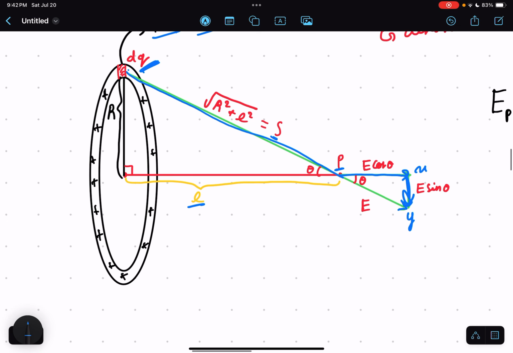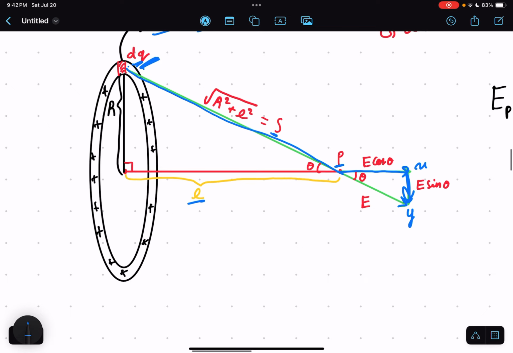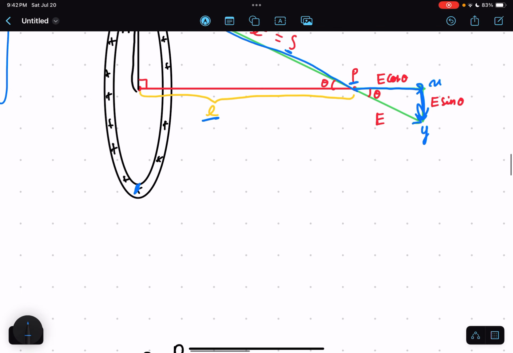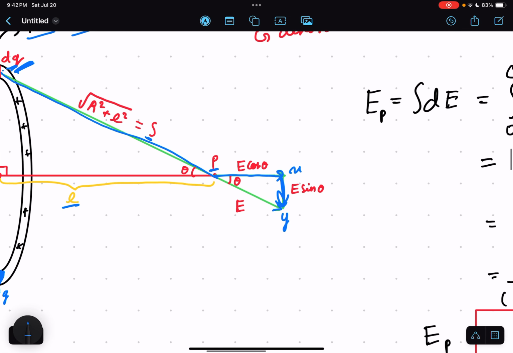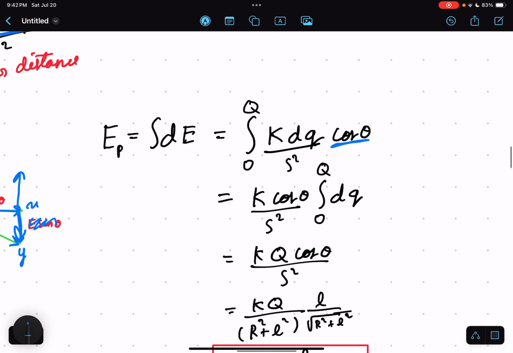So the y component that this dq creates would be cancelled by the dq which is over here. If we take this as a dq, it's going to produce a field that's equal in magnitude and opposite in direction, and they are going to cancel each other out. So we can ignore this E sin theta. We only have to add up the E cos thetas, so that's why there's a cos theta over here.